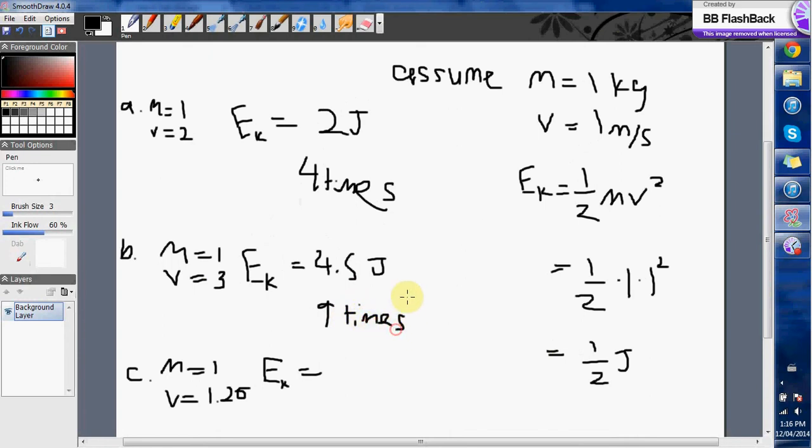Now for the last one, it asks that the velocity increases by 26%. So for the new velocity value, you just take 1 and you multiply it by 1.26, you get 1.26. So you put it back into the kinetic energy formula, you get 0.5 times 1 times 1.26 squared, and you get this value, 0.7938 joules, and then you divide that by 1 over 2, and you get 1.5876, or about 1.6 times greater, taking into account significant digits.